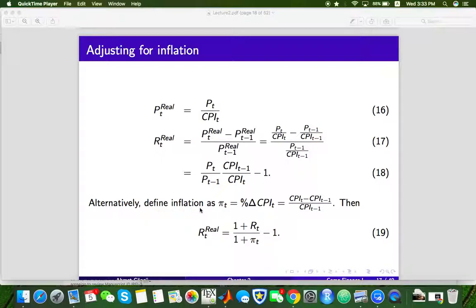Alternatively, you can define inflation with this pi of t as the percentage change in CPI. So this means the inflation is calculated as the percentage change in the consumer price index from t-1 to time t. And this can be written to calculate the real return by using the inflation, which is now defined as the percentage change in the CPI. So you can rewrite the same real return in terms of the inflation rate as well.